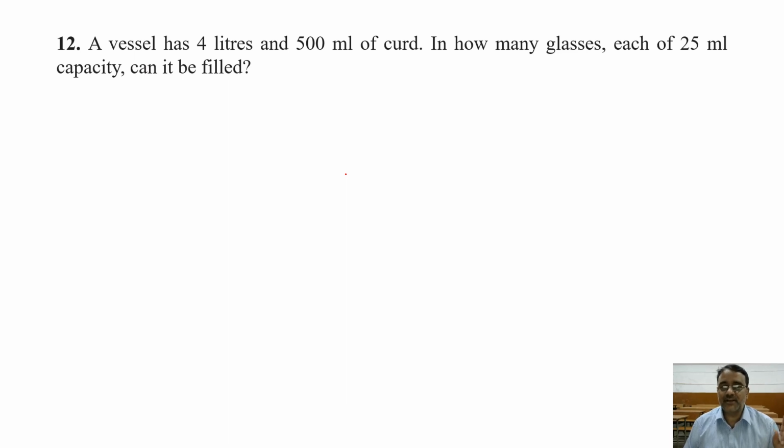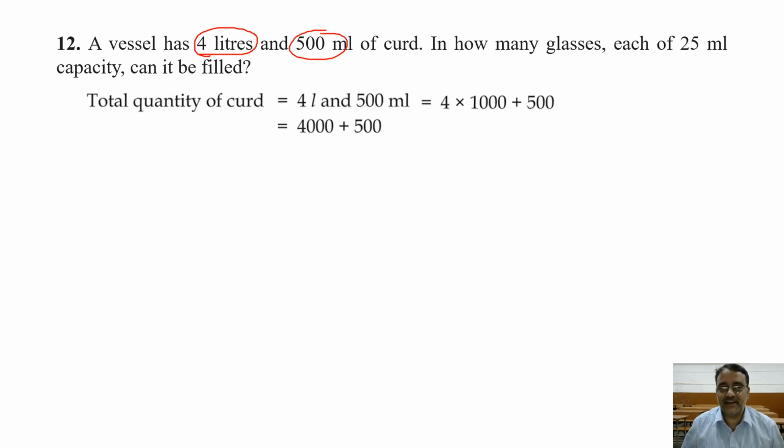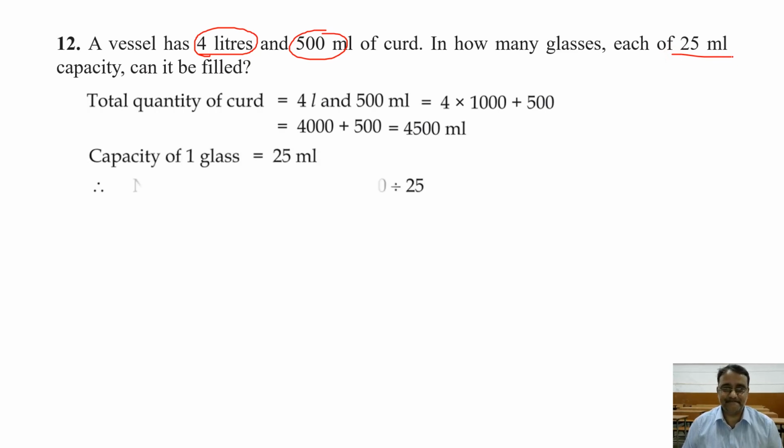So first, total quantity of curd is 4 liter and 500 milliliter. So 1 liter is equal to 1000 milliliter, we know that. So 4 liter means 4000 and 500, right? That is 4500 milliliter we got. And capacity of one glass is 25 milliliter. So now we have to divide 4500 by 25.